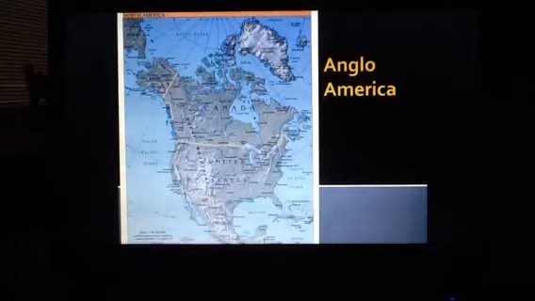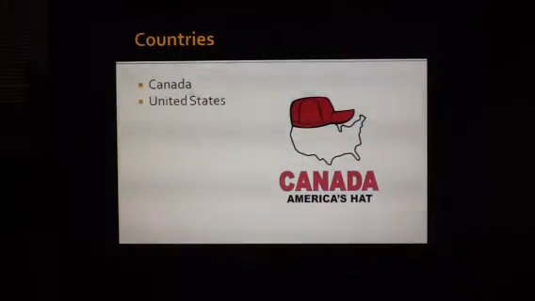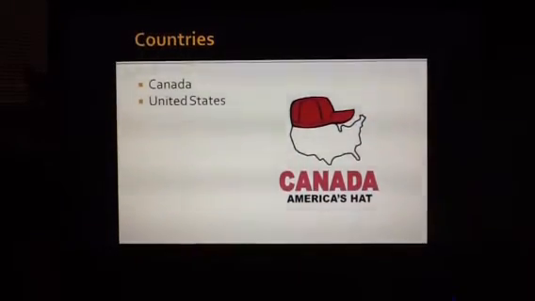Anglo-America. Anglo-America is the United States and Canada. It's called Anglo-America because Anglo comes from the same root word as English. And so typically most of Canada and the United States speaks English, so therefore the region is known as Anglo-America. We're going to look at Canada and the United States.